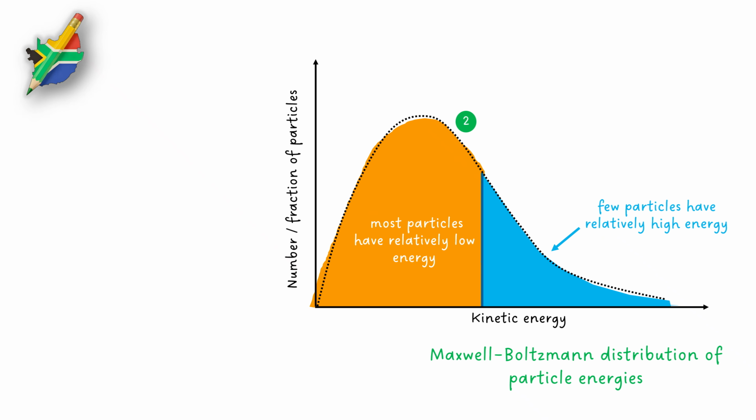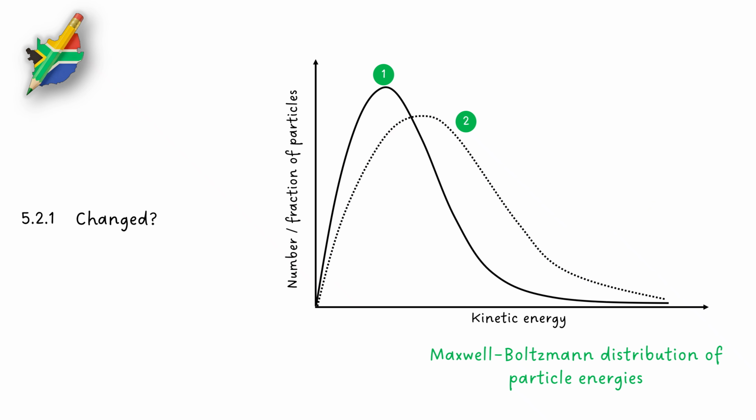The same is true even when the graph is shifted to the right, as is the case with the second curve. Again, most particles have a relatively low kinetic energy, and only a small proportion have high kinetic energy. So what changed in the system to move the curve from position 1 to position 2? We can see that the second curve is shifted to higher kinetic energies and is slightly flattened.